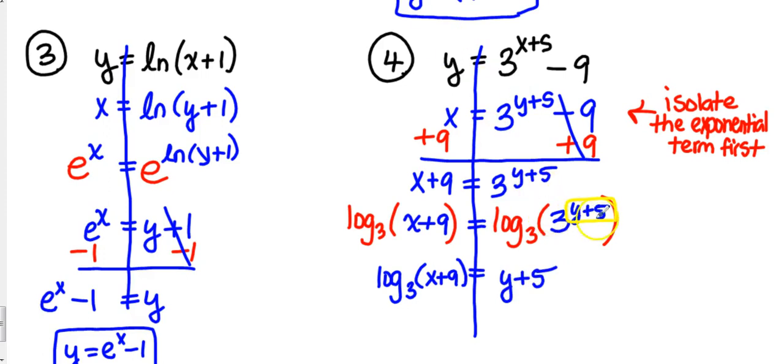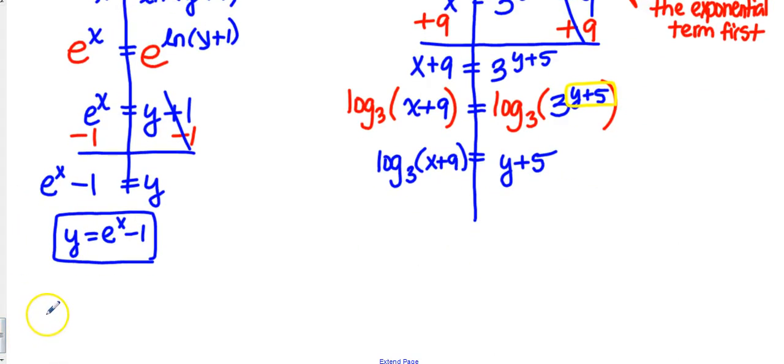Once again, you could visualize taking y plus 5 and bringing it out front from the power property, and log base 3 of 3 equals 1. So that is the mathematics that supports what we just wrote, because 1 times y plus 5 would literally just be y plus 5. Now that y is unlocked from that exponent position, we can finish solving for it simply by subtracting 5.